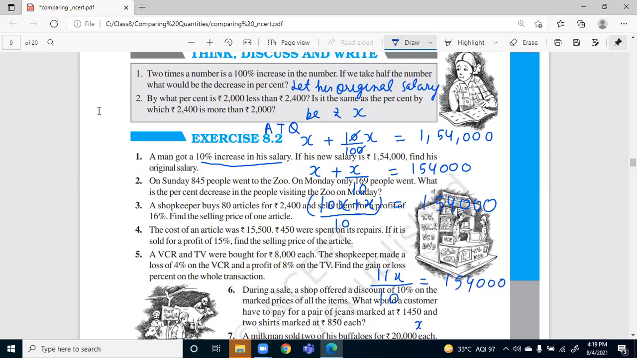So I can move this 10 and this to the other side. If I cut it by 11, 11 ones are 11, 11 fours are 44. So it comes out to be 14,000 into 10. So his original salary is 1,40,000.